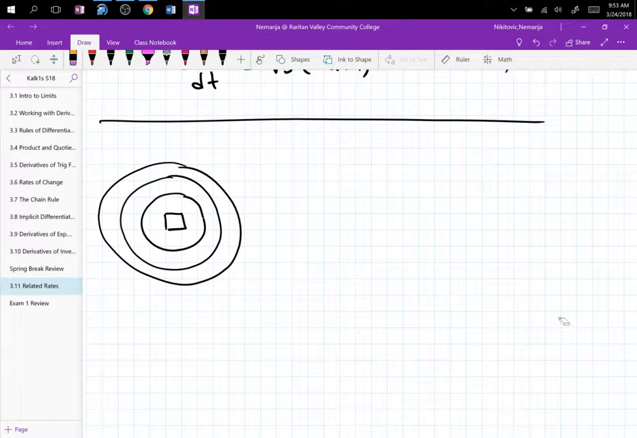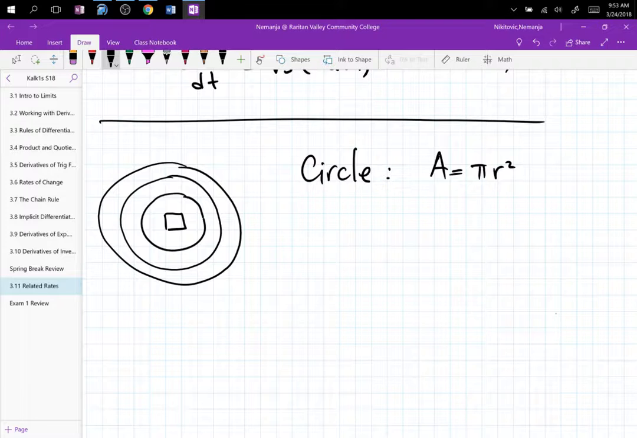So what do I have? I have a circle, and if I have a circle, then the area of the circle is pi r squared. So if I want to compute the change in area in time, I should take the derivative of pi r squared in time, because that is going to give me related rates with the change of area and the change of radius.